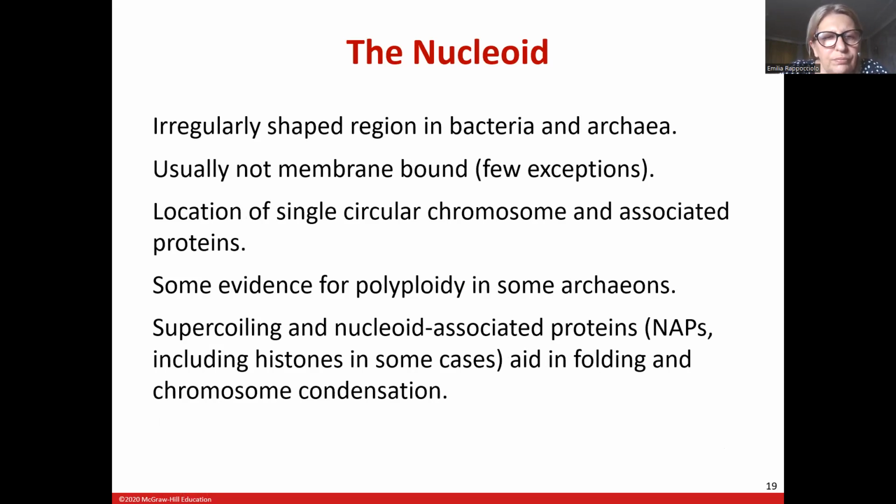The nucleoid is where the chromosome is located, a single circular chromosome with associated proteins. Some archaea look as if they might have more than one chromosome. You have supercoiling in order to condense the DNA and fit it inside the cell, with nucleoid associated proteins. And in this instance, we find that some of these proteins are actually histones, like the proteins that are used by eukaryotic cells, and these help in folding and chromosome condensation.